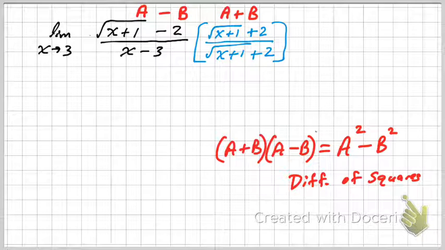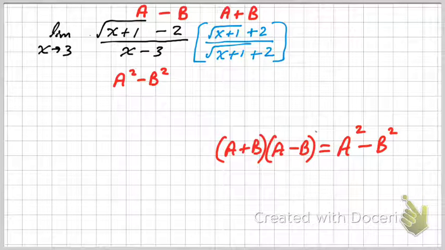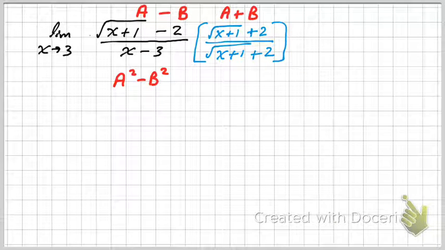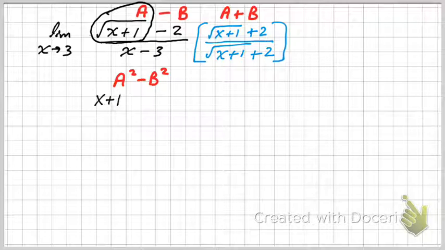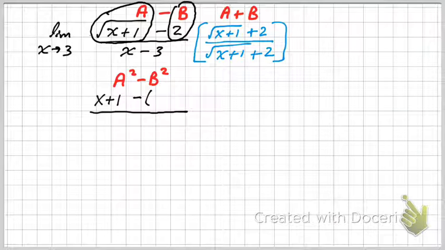Now, did you tell me what a minus b times a plus b equals? Was it a squared minus b squared? Is that what it equaled? You really got to know your difference of squares. You ready? Okay, let's see. If this is a, what's a squared? x plus 1. Whenever you subtract, use parentheses, even though you don't need it here. If this is b, what's b squared? 2 squared is 4. Can anybody clean the top up?